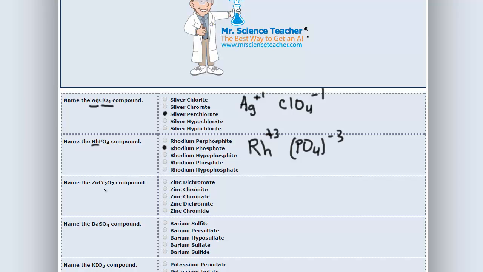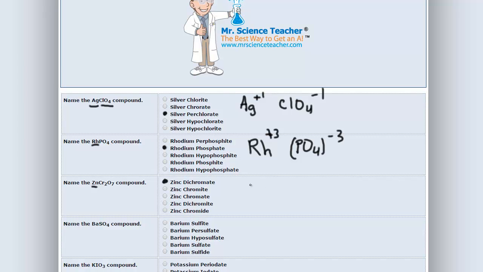Alrighty, zinc and then Cr2O7. Zinc, Cr2O7. What is Cr2O7? That is called dichromate. There's two chromiums. CrO4 would be called chromate, but Cr2O7 is dichromate. So zinc dichromate, that would be the name of the compound.